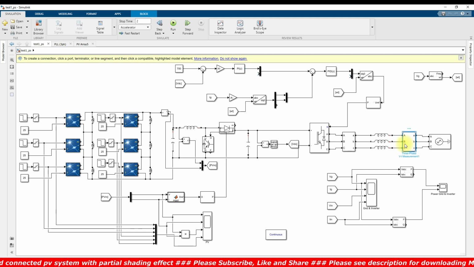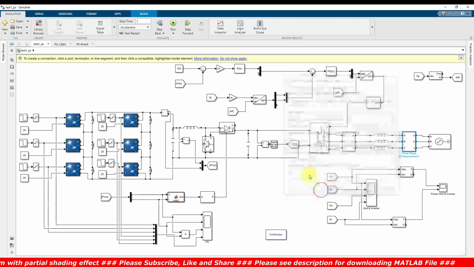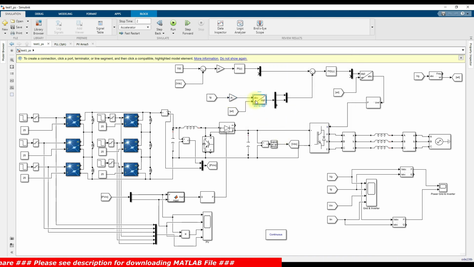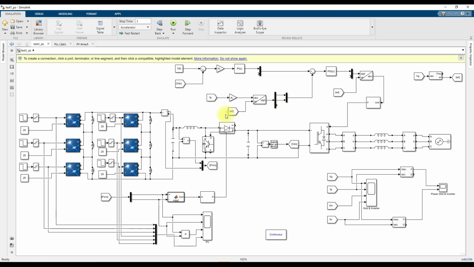The grid current will be converted into per unit, and then into DQ form by using the ABC to DQ0 transformation. For that we need omega t. Omega t is calculated from the grid voltage: you take the grid voltage and process it via a 3-phase PLL, which provides omega t. Omega t is nothing but the phase angle with respect to time.